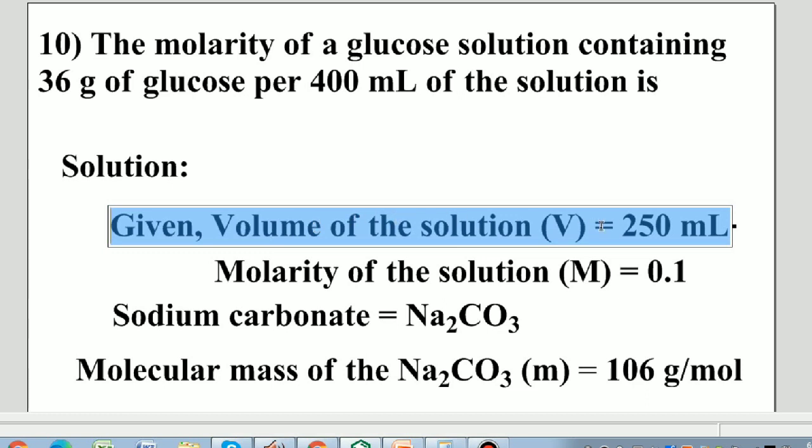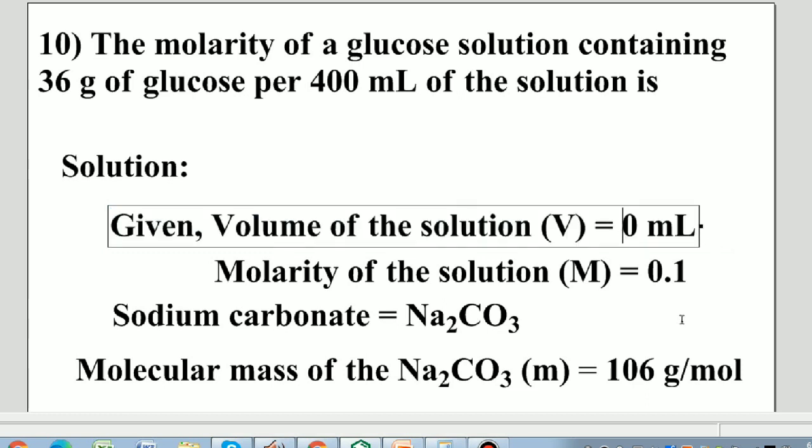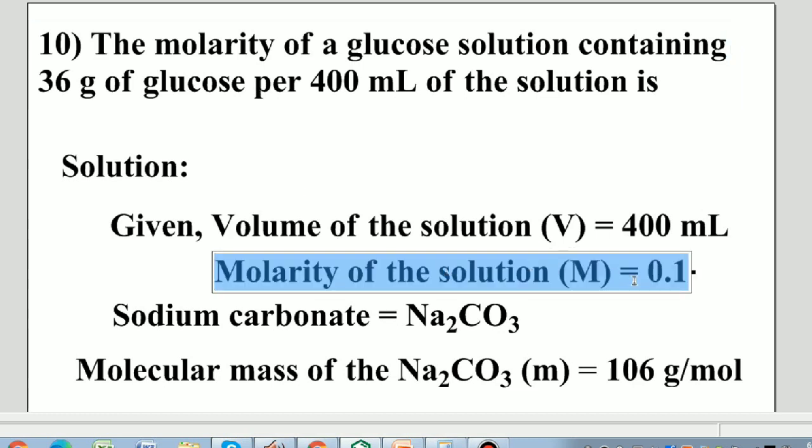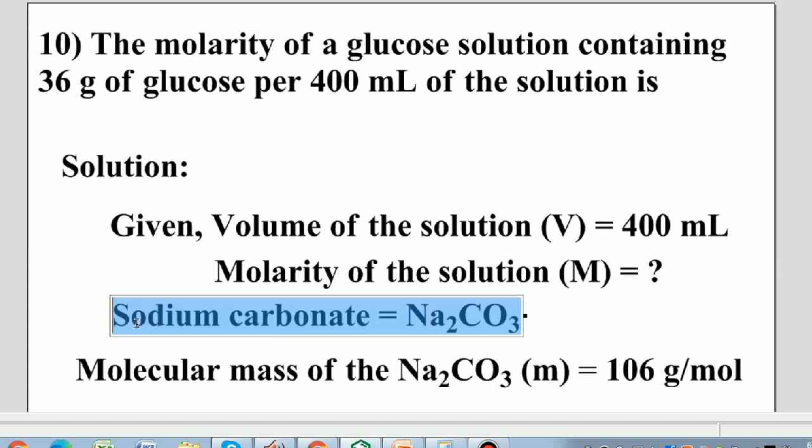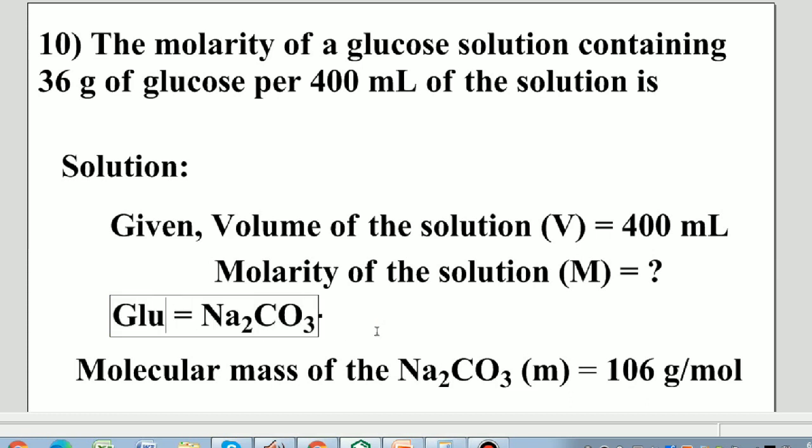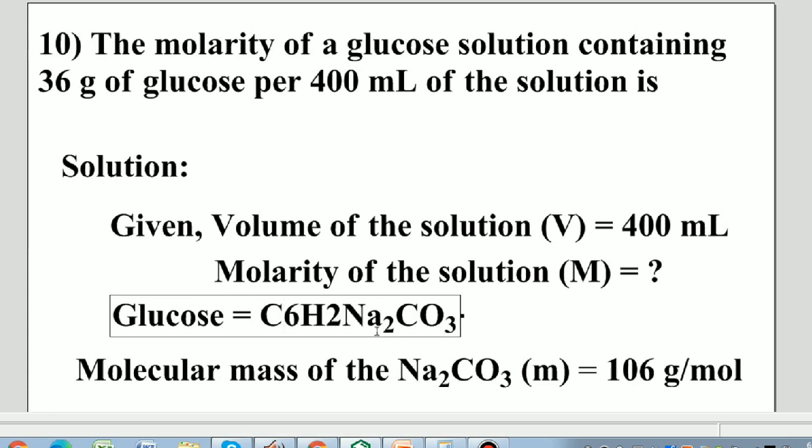Given volume of the solution V is equal to 400 ml. We should find the molarity of the solution. Here the solute is glucose. Students, we know the molecular formula of glucose. Glucose molecular formula is C6H12O6.